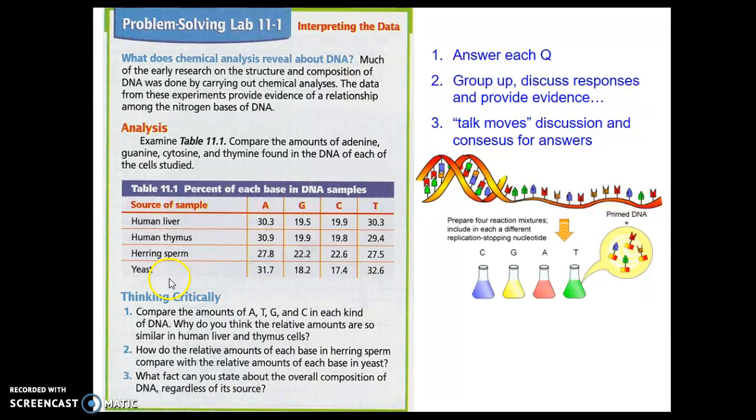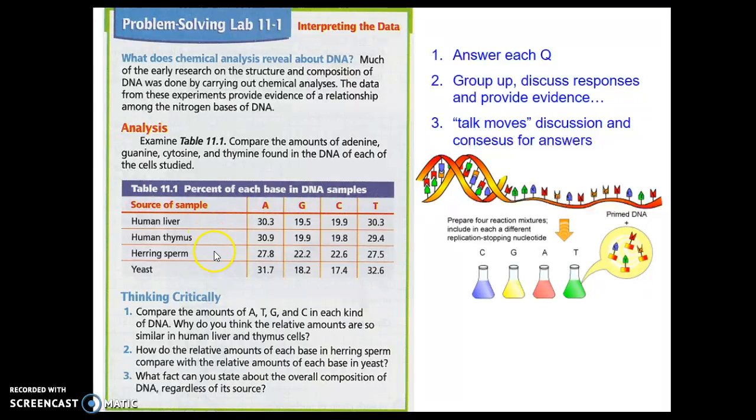But what is the table? The table has 4 cell samples. 2 of the cell samples are from the human body, a human liver cell and a human thymus cell. And then we have herring sperm. Herring sperm is a fish, so it's the sperm cell or the gamete from a fish. And then we have a yeast cell, and a yeast cell is a single-celled fungus.